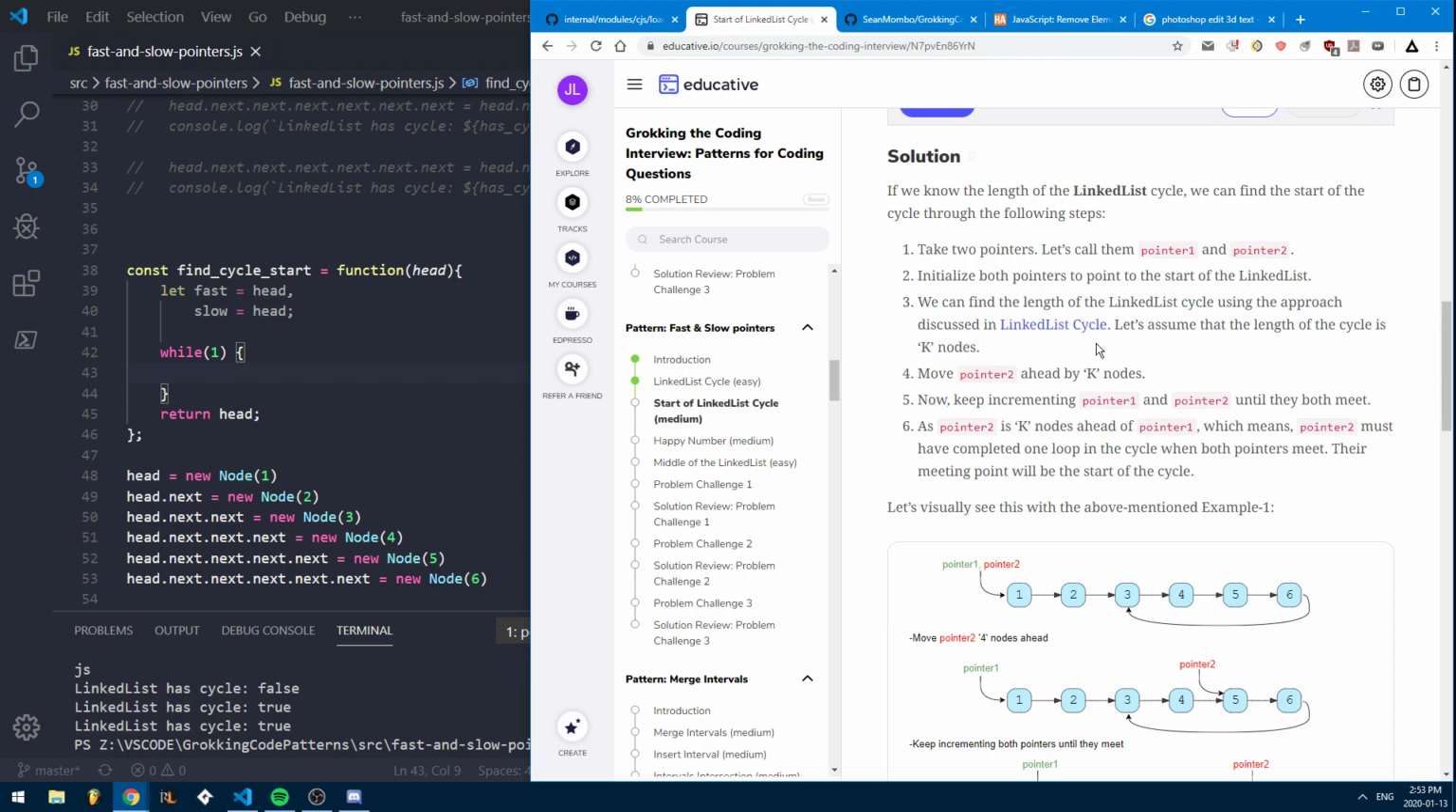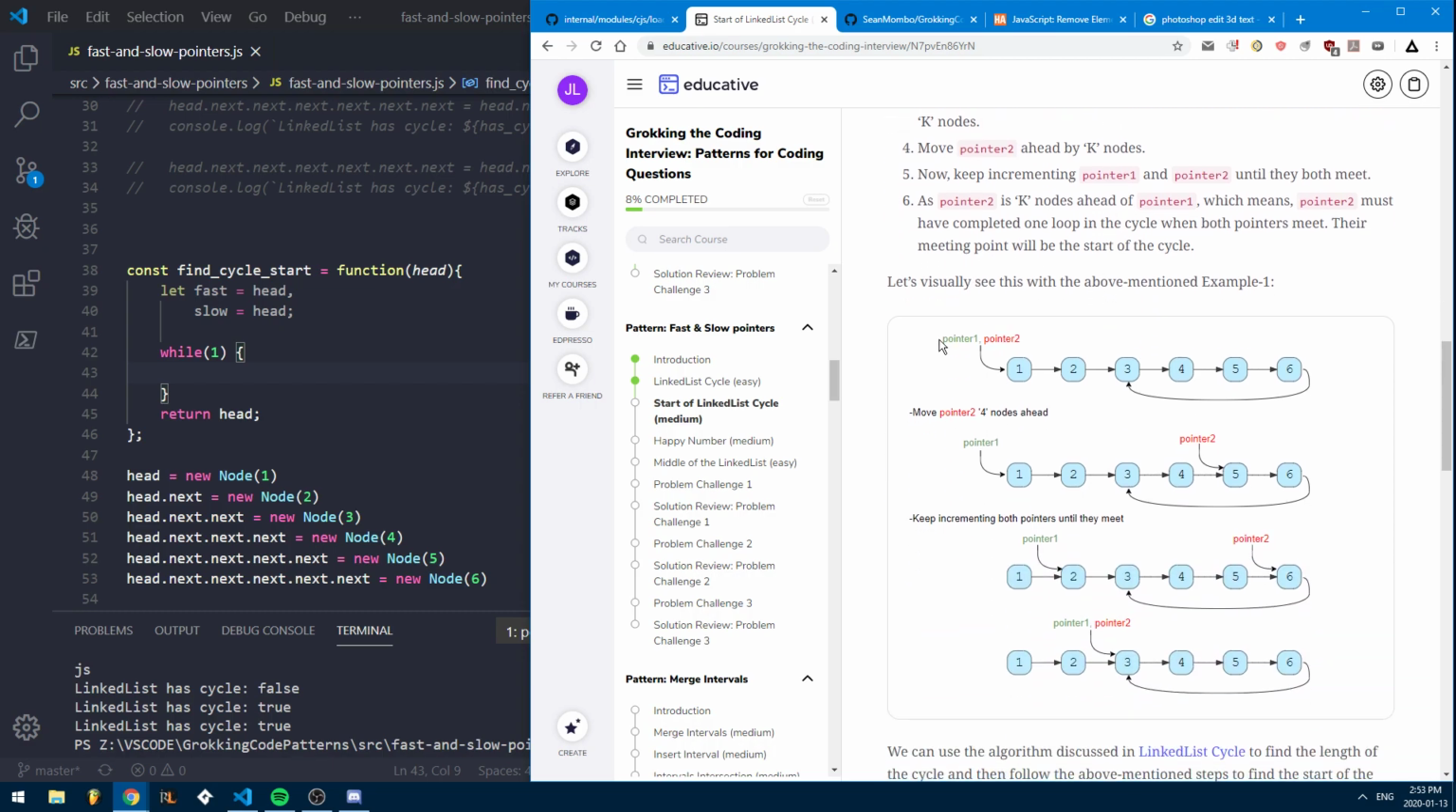Let's discuss that the length is k nodes. Move pointer 2 ahead by k nodes. Now keep incrementing pointer 1 and 2 until they meet, as pointer 2 is k nodes ahead of pointer 1, which means pointer 2 must have completed 1 loop in the cycle and both pointers meet. Their meeting point will be the start of the cycle.